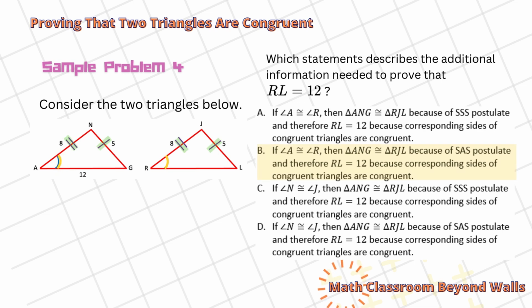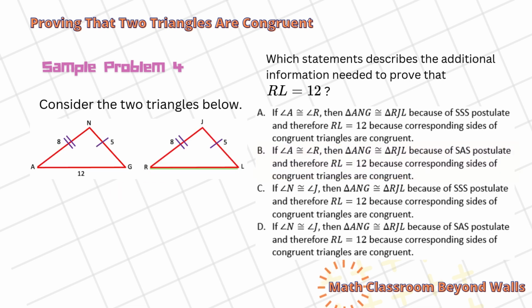What is displayed after adding that information is not an SAS postulate. In an SAS, the angle is an included angle, which is not what we have here. The angle added is a non-included angle. Therefore, the additional information does not prove that the triangles are congruent, so we cannot conclude that RL is 12.